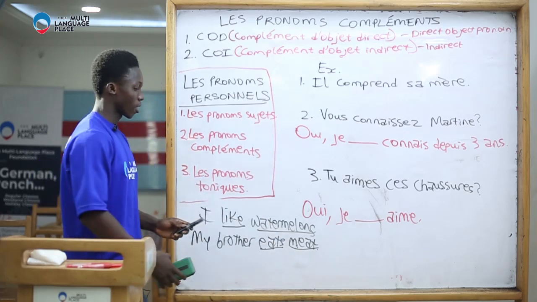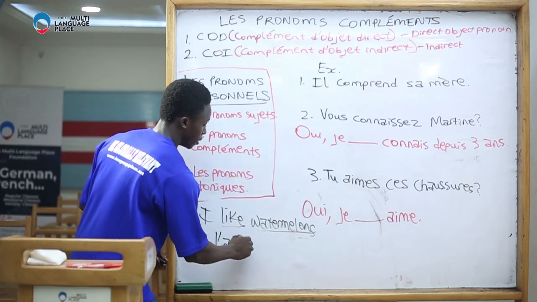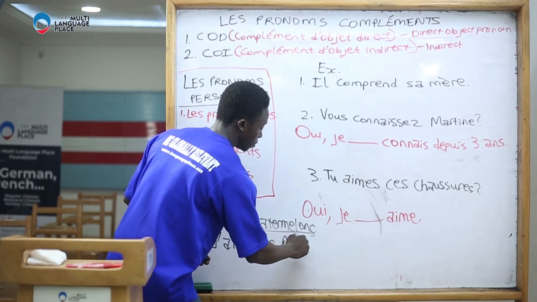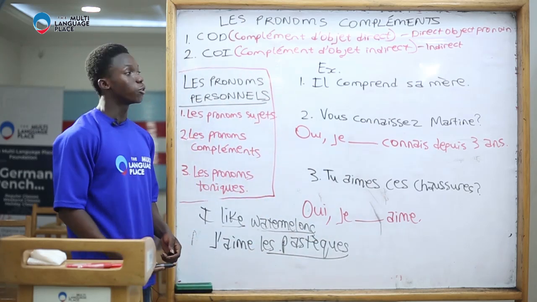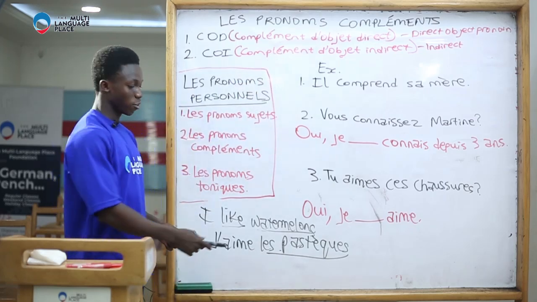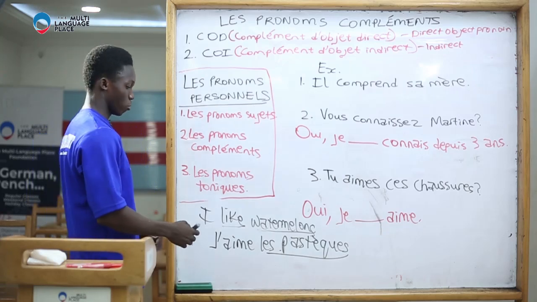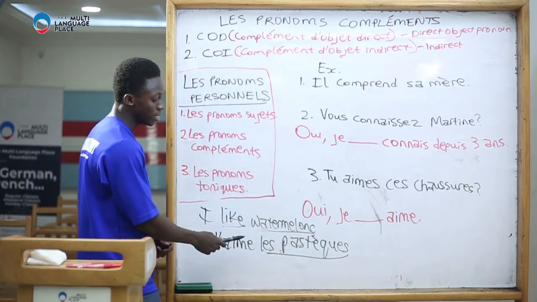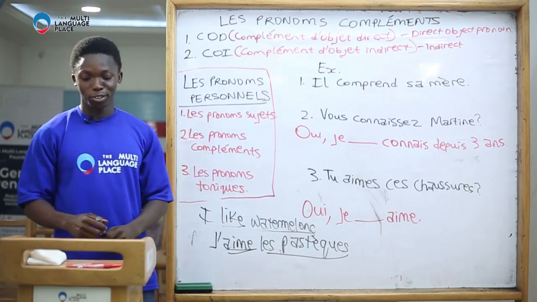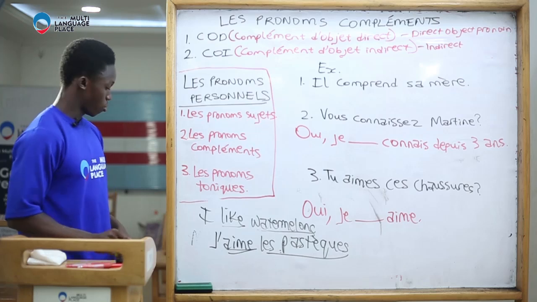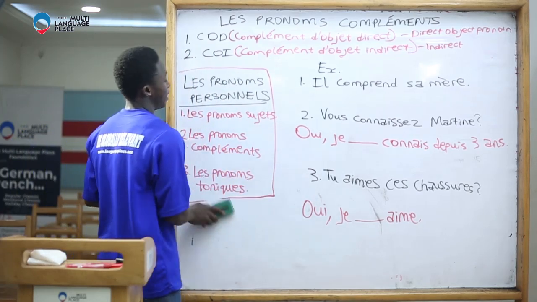In the same way, if I say j'aime les pastèques, les pastèques est un complément d'objet direct, that is COD. Why? Because it is acted upon immediately by the verb. No link. So let's see how many direct object pronouns we have in French and how they are used.